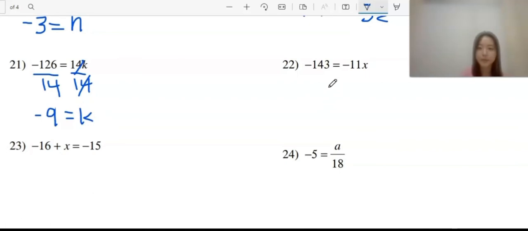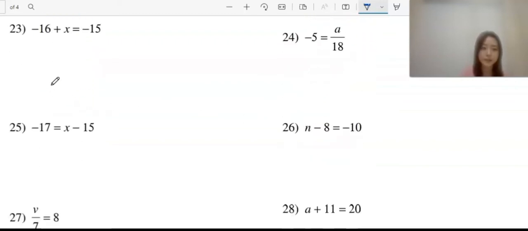Number 22. Negative 143 is equal to negative 11x. Negative 11 is multiplied to x. So we want to undo that process. So we have to divide it. Remember, we do it on the left side as well. So negative 143 divided by negative 11 is 13. 11's cancel out. So that's x is equal to 13.